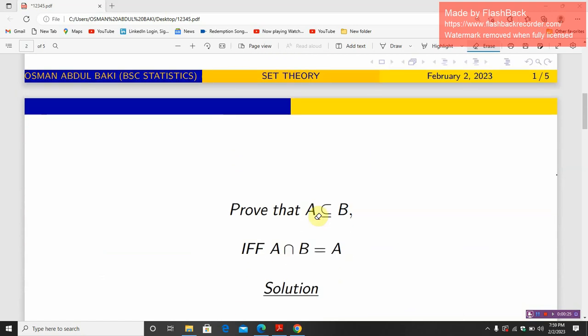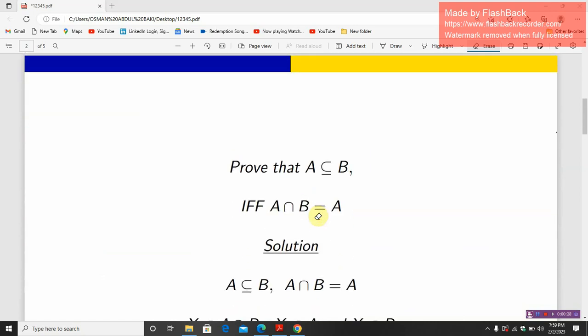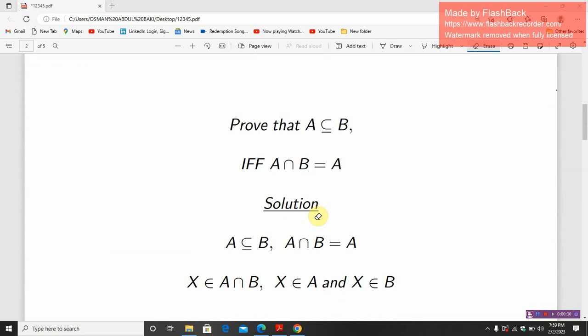All right, without wasting much time, let's go straight to the question. This question is a proof under set theory, that is logic and set. That is the portion of set theory. The question is: prove that A is a subset or equal to B if and only if A intersection B is equal to A.